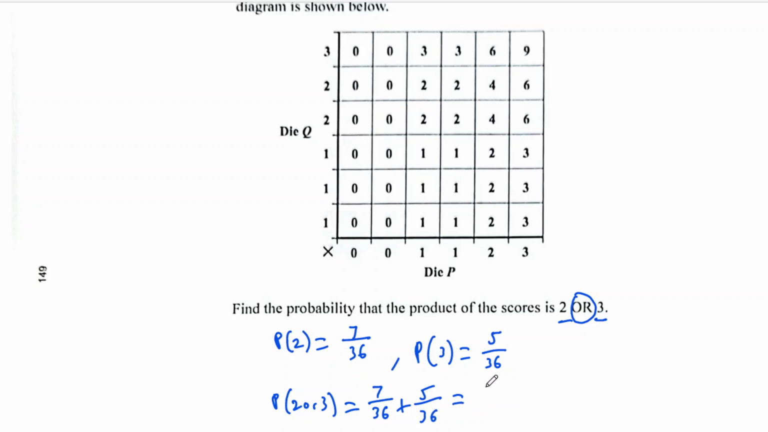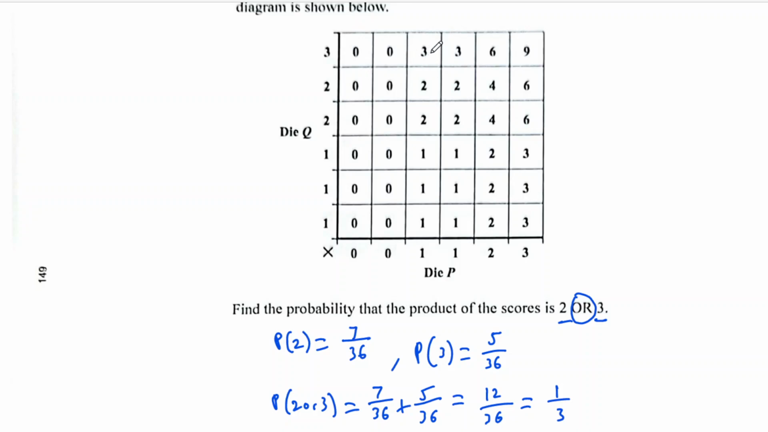Seven over 36 plus 5 over 36 is 12 over 36, which is 1/3. So that is one way of doing it. The next way of doing it is, if you want the probability of 2 or 3, just add how many 2's and 3's we see in here one time instead of separating it out.